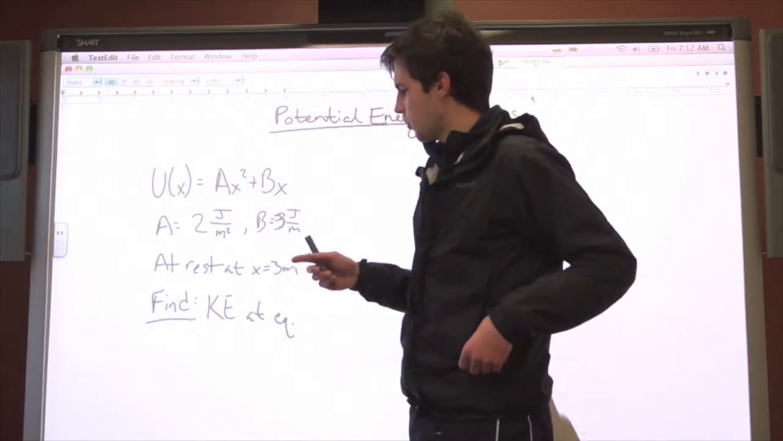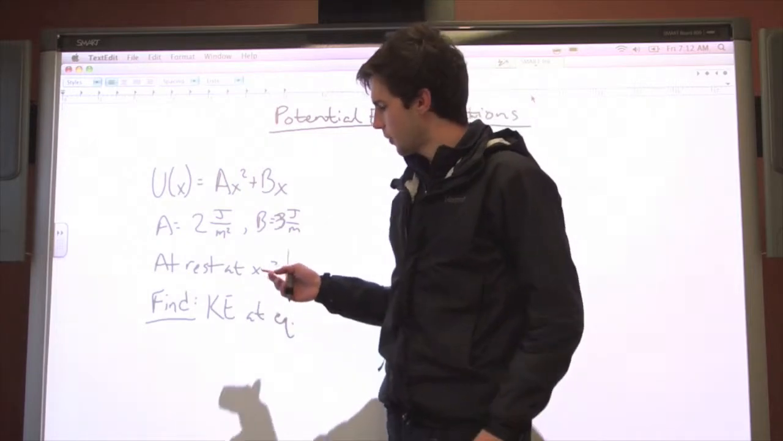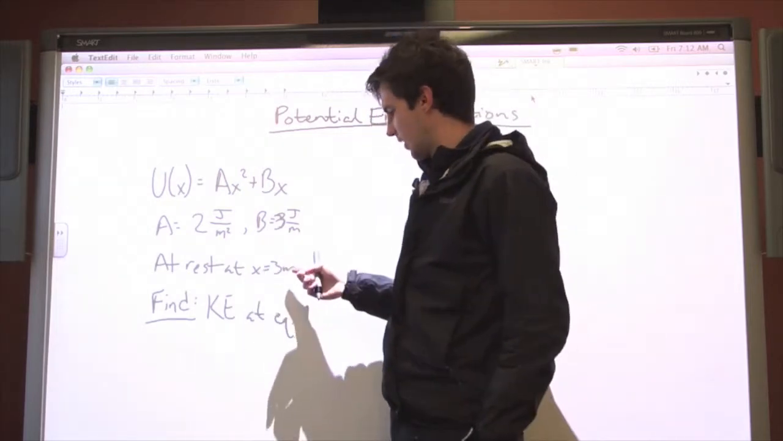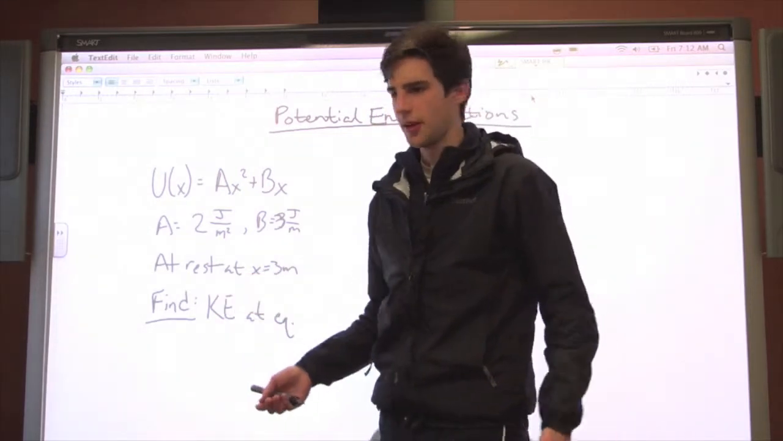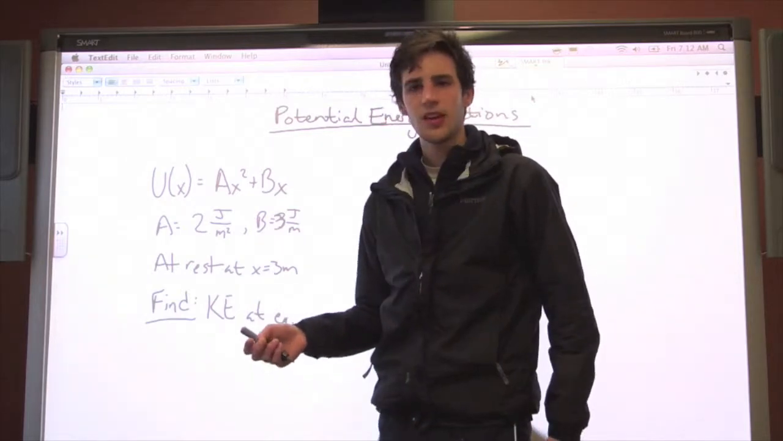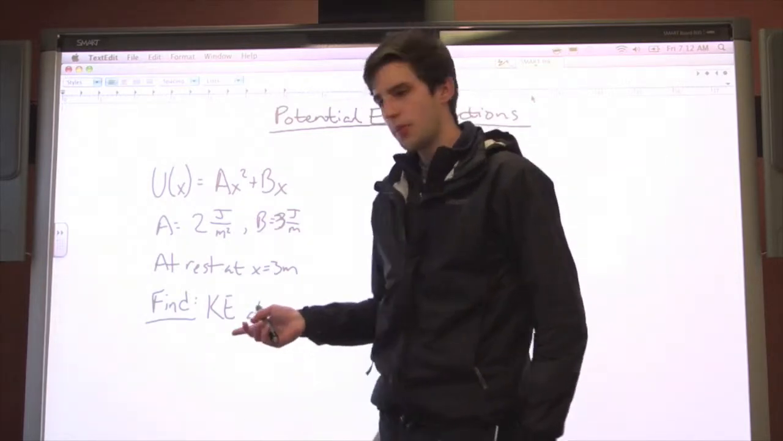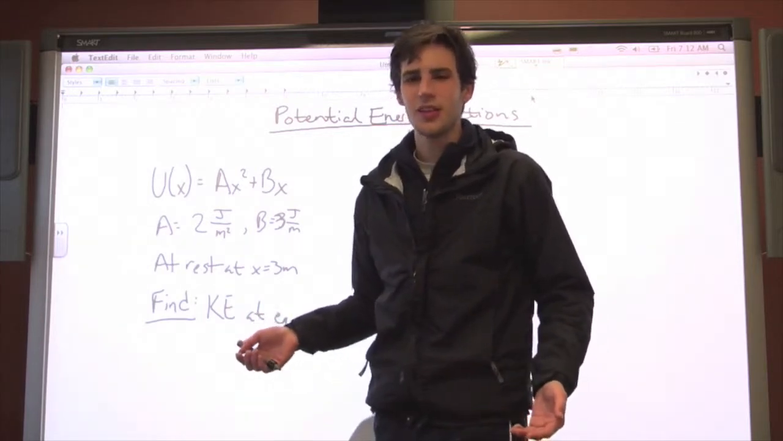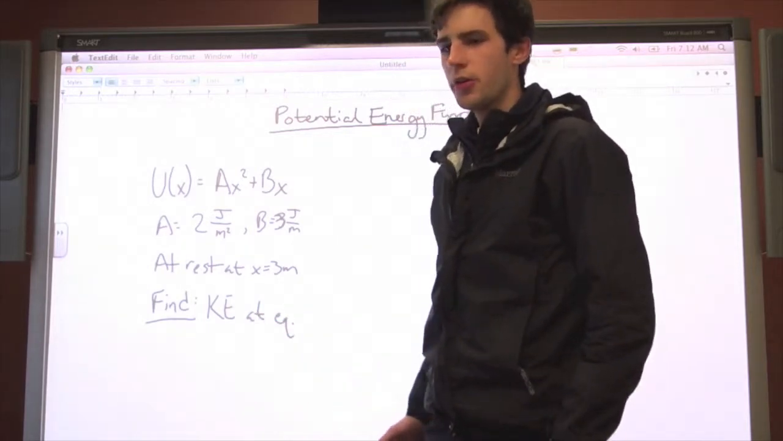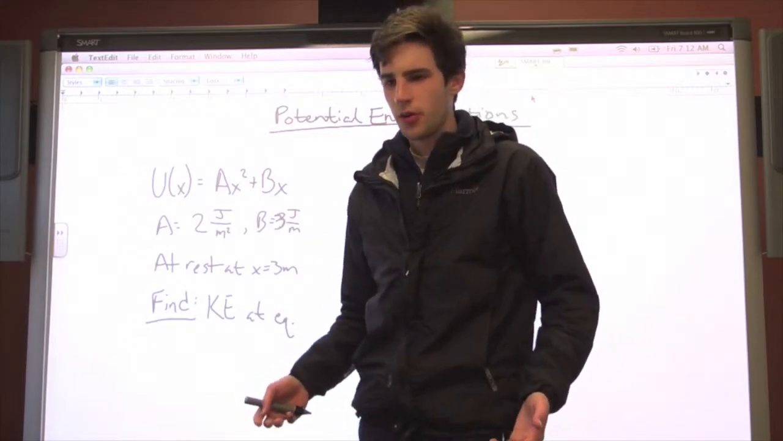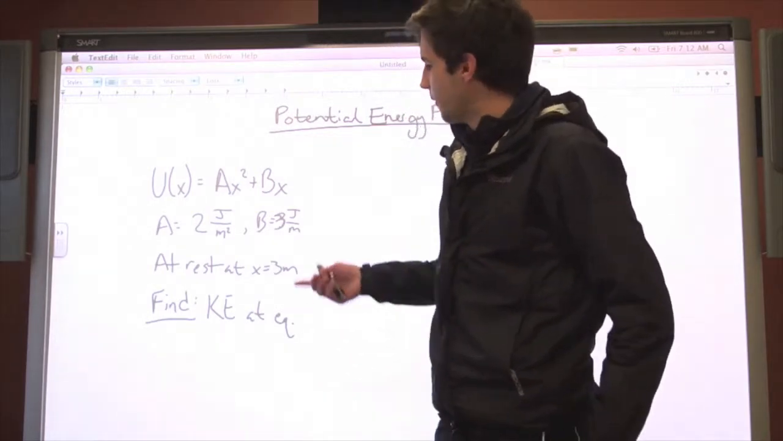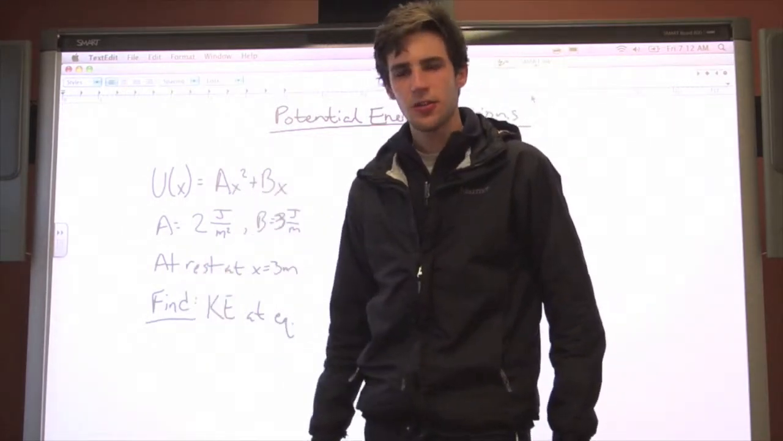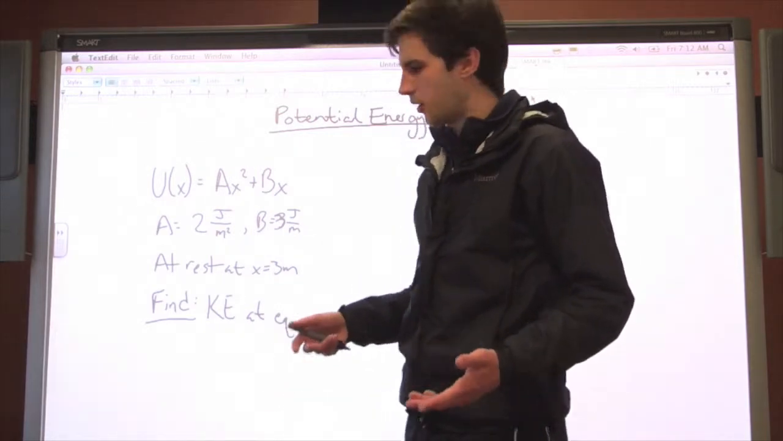And then we're given one more piece of information. We're told that this particle is at rest at this x value of 3 meters or whatever. And we're asked to find what is the kinetic energy at equilibrium position. So a good first step to this is to say, well, what is the equilibrium position? So we remember that equilibrium positions are wherever the force is 0. And the force, to get that from a potential energy function, is just to take the negative spatial derivative.